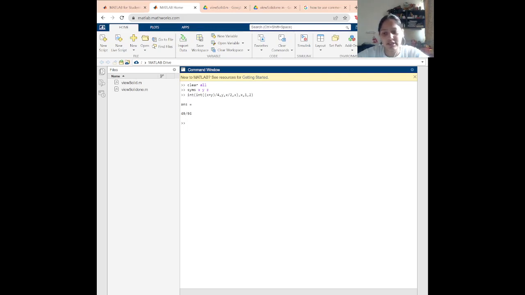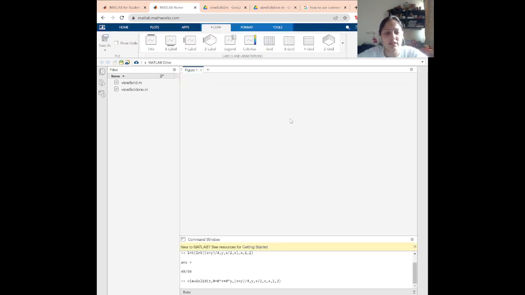So for ViewSolid, this is the syntax. As you can see, ViewSolid is first used, then this is the common syntax as well. Then we use the function, then we basically copy the whole thing just without this bracket, and then we can do it. So this is our z, this is our y, this is the lower limit and upper limit of y, this is x, and the lower limit and upper limit of x.